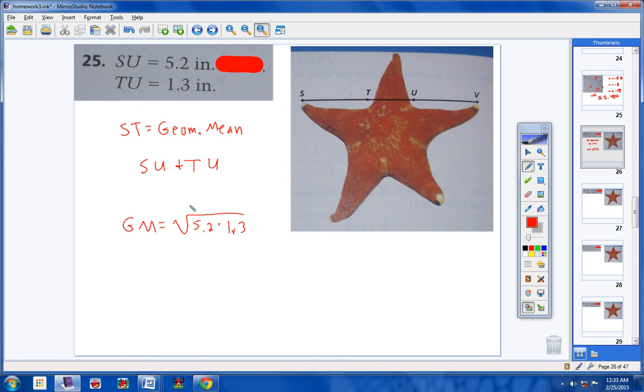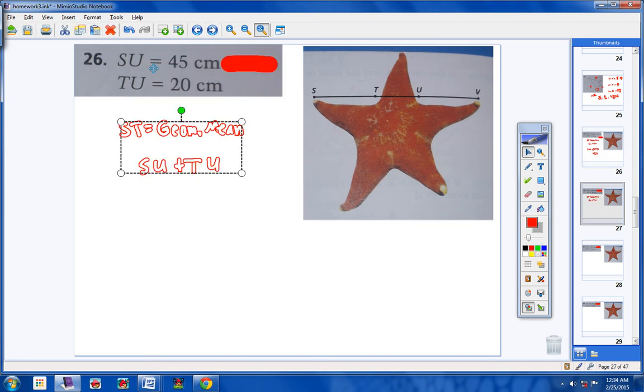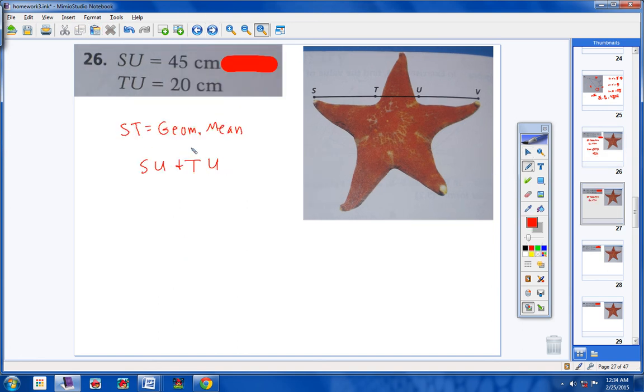I'm going to get 2.6, okay? And by the way, if you multiply those two numbers together, you get 6.76. Then take the square root of that, and you get 2.6. So the answer is 2.6. Then we're going to do this over and over for the next three problems, okay? So number 26, remember ST is the geometric mean of SU.